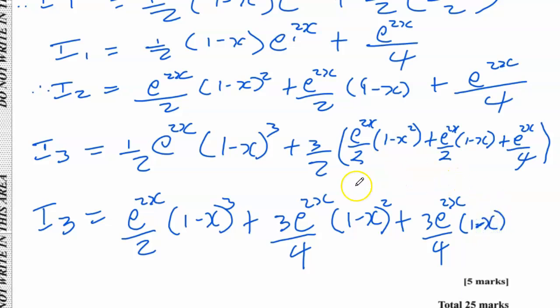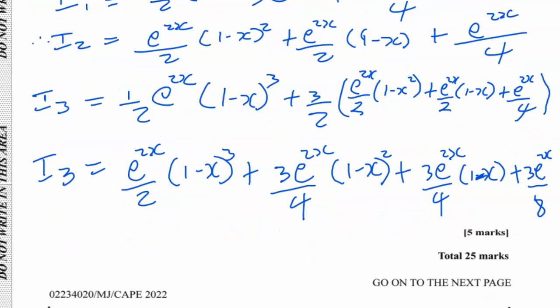And the final term, distribute 3 over 2 to this final term there. We'll get 3e to the 2x over 8. And of course, I'm sure you can factor e to the 2x, but I guess we can just leave it like this. Let's move on. As a matter of fact, let me just factor it.